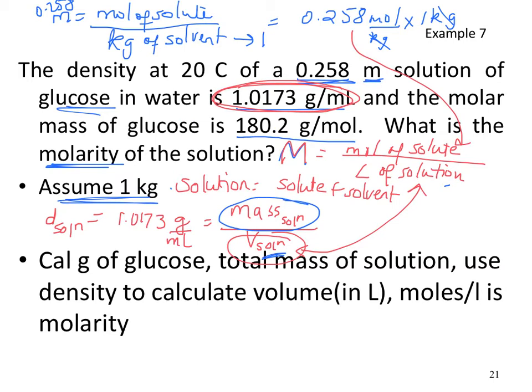Recall, I just said that a solution is a combination of solute and solvent. That means mass of the solution is also going to be a combination of mass of solute plus mass of solvent. Mass of solvent is already assumed to be 1 kilogram, so I'm just going to write that as 1,000 grams. So if somehow I'm able to determine mass of solute, I'm in business. So now the question is, is there any piece of information that gives me mass of solute? And the answer to that is yes, absolutely.